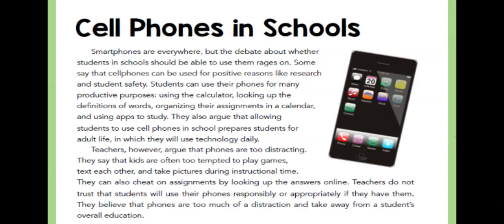They also argue that allowing students to use cell phones in school prepares students for adult life, in which they will use technology daily. Teachers, however, argue that phones are too distracting. They say that kids are often too tempted to play games, text each other, and take pictures during instructional time. They can also cheat on assignments by looking up the answers online. Teachers do not trust that students will use their phones responsibly or appropriately if they have them. They believe the phones are too much of a distraction and take away from a student's overall education.